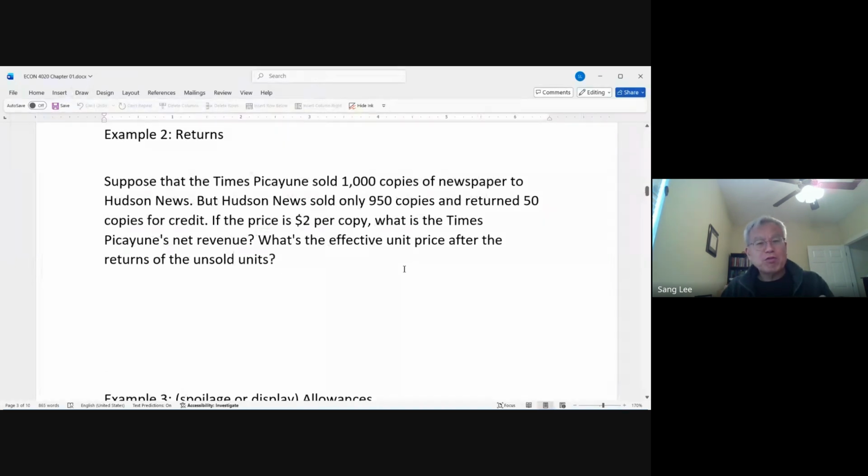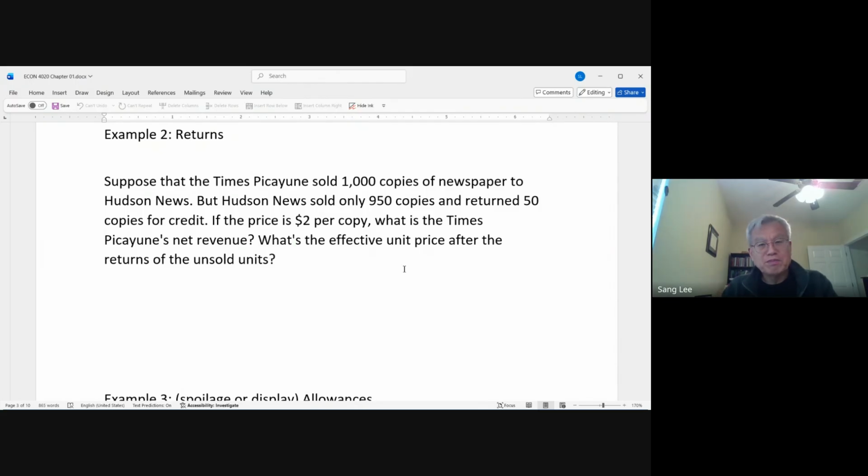And the second example is returns. If you give credit for any unsold goods, any returned units, then at the beginning, you receive the money for all the units that you sold. But later, when the buyer returns unsold units, you have to give the money back to the buyer for those returned units. So money initially came in, but later the money goes out to the buyer. That is also another example of contra revenue.